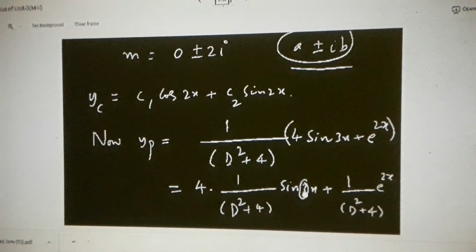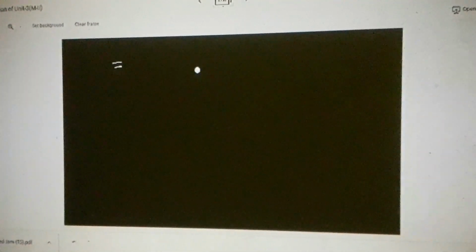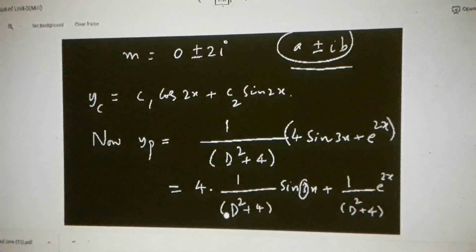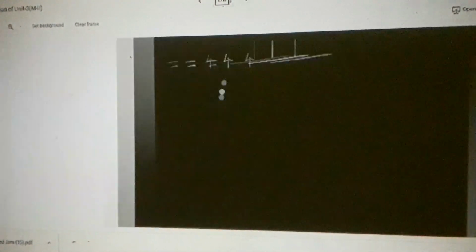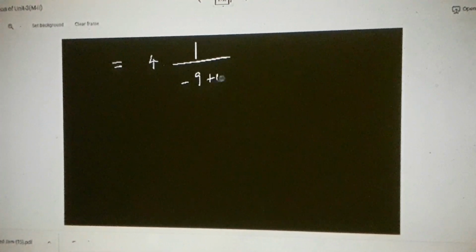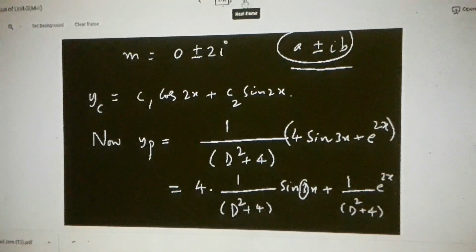So this 3 finally gives minus 9. That minus 9 should be substituted in place of D squared. So I will get 1 by (minus 9 plus 4) of sin 3x, as it is copied.